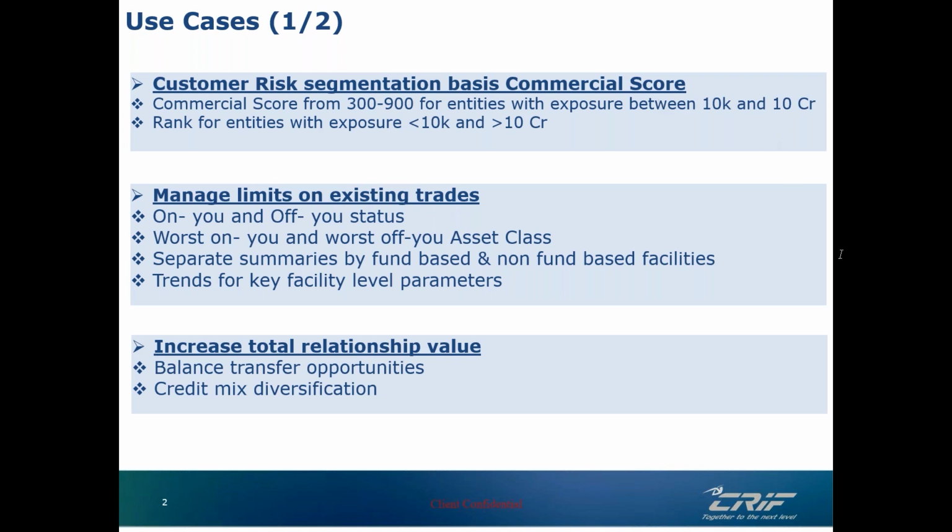The first use case of the commercial scrub is actually to risk segment your customers. One of the most powerful tools that you have from a risk segmentation standpoint is essentially a credit bureau score. Most of you are used to using a credit bureau score on the consumer side. CRIF also has a credit bureau score on the commercial side, or a credit bureau score for non-individuals.